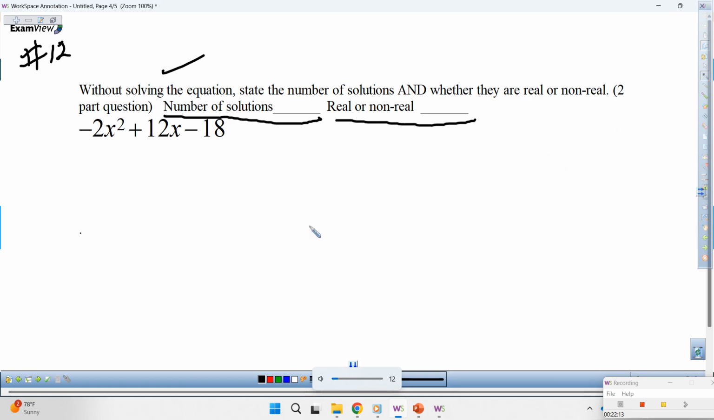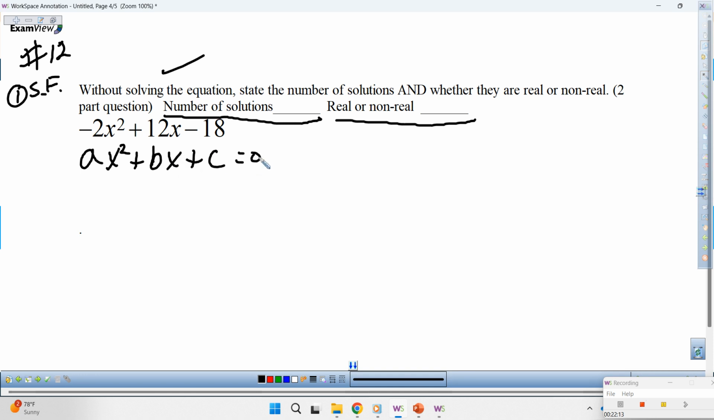All right, so here we go. Look up. Is this in standard form? That's the first thing we check. Step 1, we check for standard form. Is it in standard form, guys? Highest degree to lowest degree? Yes. And so that means we're going to write underneath our standard form equation, ax squared plus bx plus c equal to 0. Then match each value.